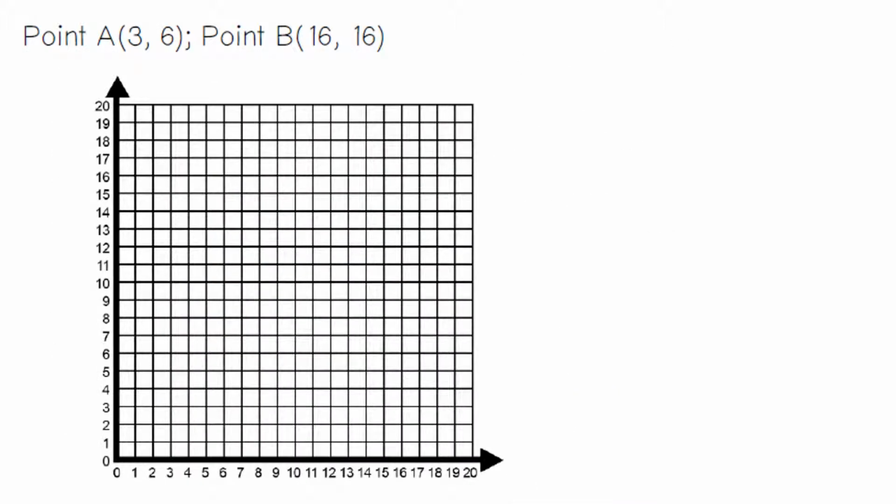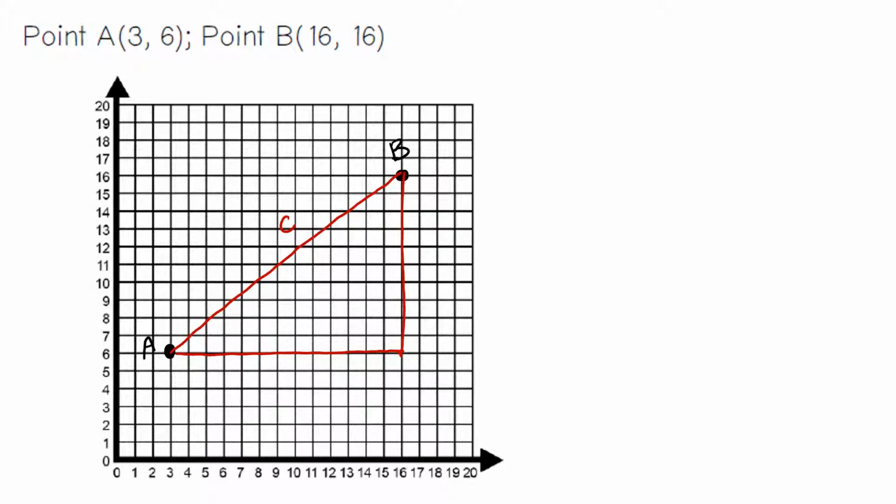For this problem, we have a blank graph, and we have to graph the points and then solve for the triangle. Point A is at 3, 6. We go over to 3, up to 6, and put our point. That's point A. Point B is at 16, so over to 16, and then up to 16. And label that point. Now we can connect the dots and label it point C, and we can draw our triangle.